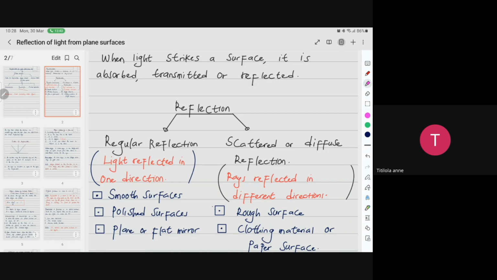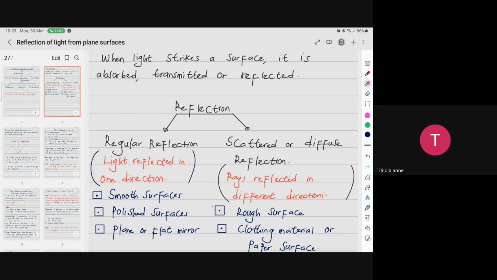You don't need to remember these names. What you need to know for your exam is what happens to the direction of the rays when the surface is rough and when the surface is smooth. If the surface is rough, we expect the rays to be reflected in different directions. And if the surface is smooth, we expect it to be reflected in one direction.